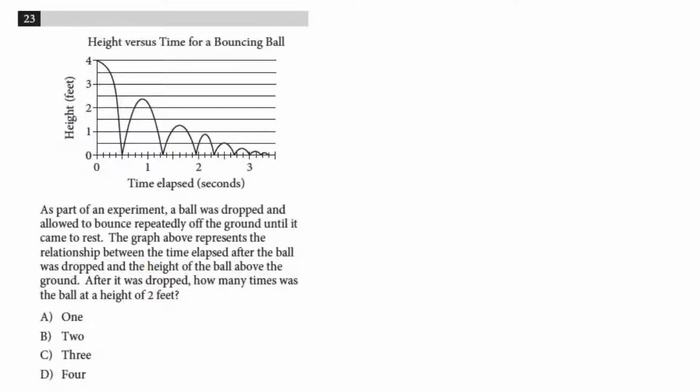23. Height versus time for a bouncing ball. As part of an experiment, a ball was dropped and allowed to bounce repeatedly off the ground until it came to a rest. The graph above represents the relationship between the time elapsed after the ball was dropped and the height of the ball above the ground. After it was dropped, how many times was the ball at height 2 feet?